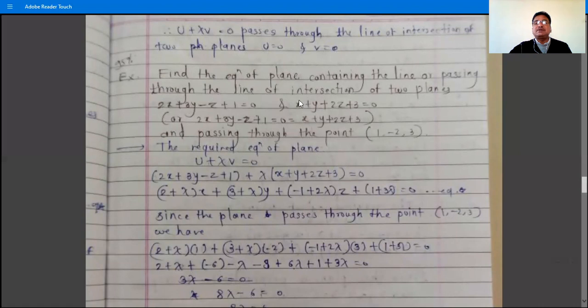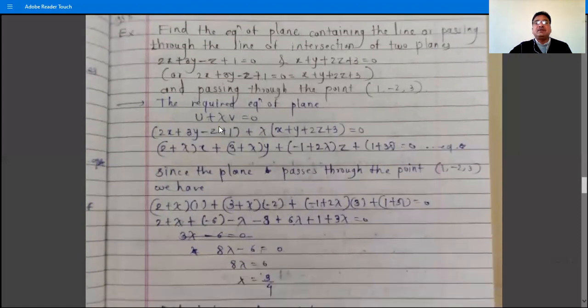So these equations are given separately or combinedly. These equations are given in this form: 2x + 3y - z + 1 = 0, and x + y + 2z + 3 = 0. One and the same. So what is the required equation of plane? u + λv = 0.